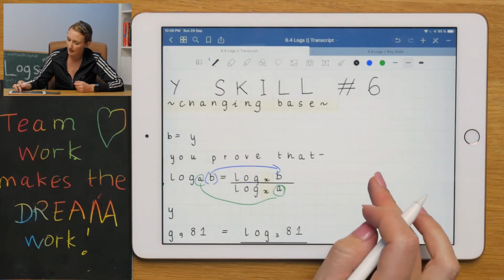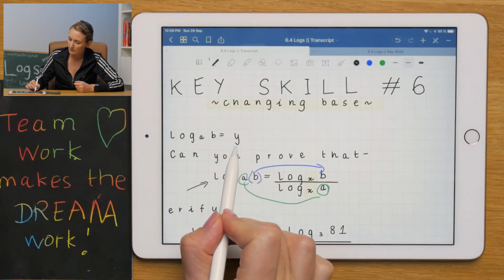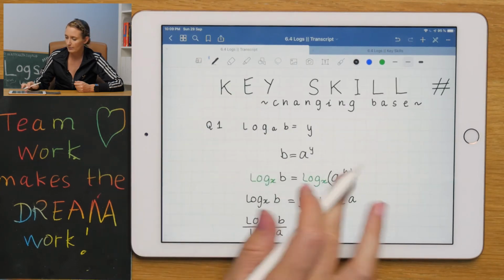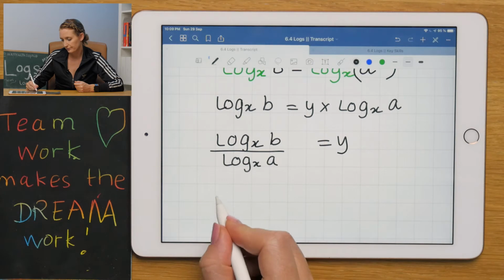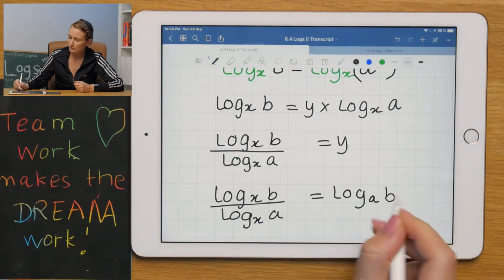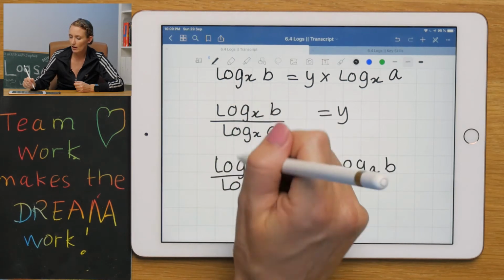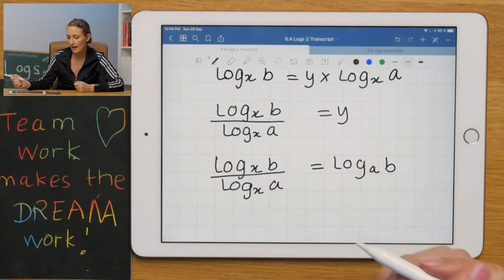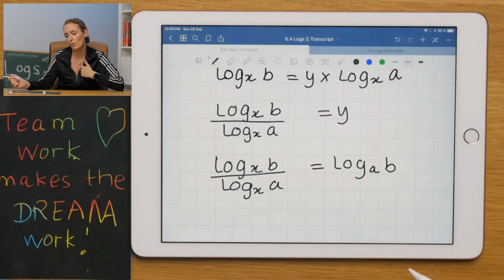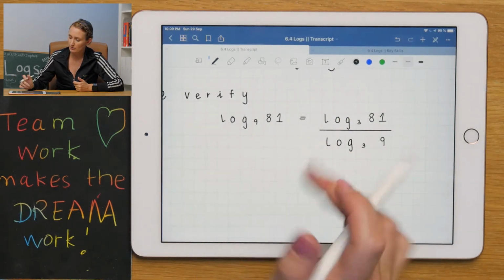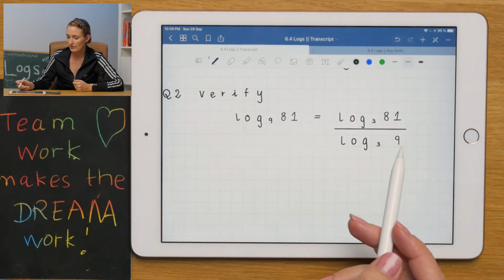Okay, I'm nearly there, but the last step is I need to remember that y is the same as log a b. So that means that log a b is the same as log x b divided by log x a, and I get to pick what I have as x. Let's have a look at some numerical examples, so we can verify that these two things are the same.